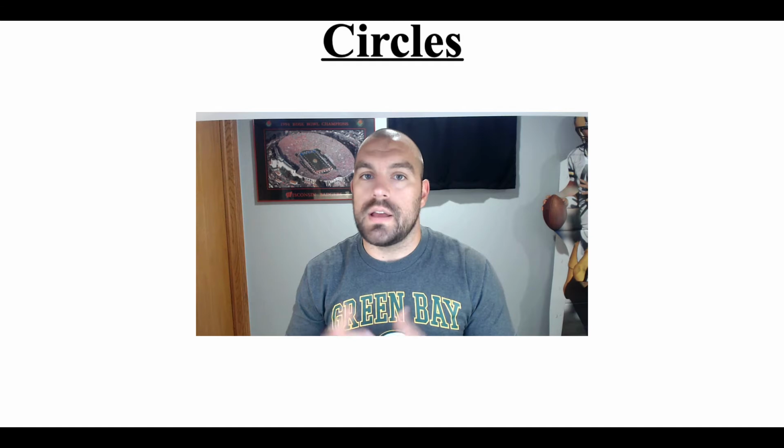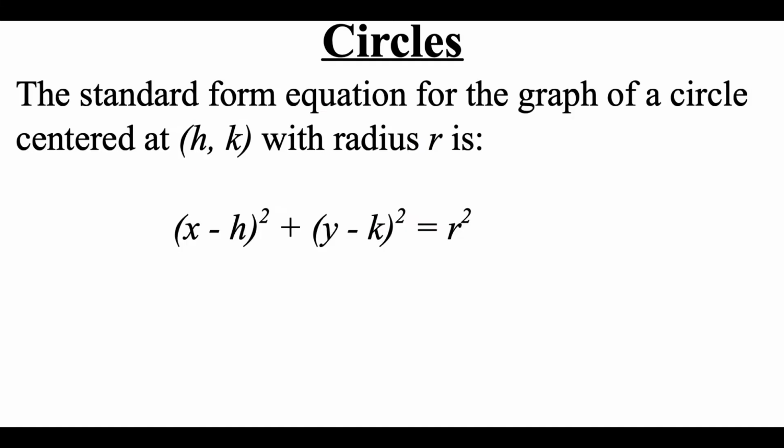In this video, we're going to take a look at circles. The standard form for the equation of the graph of a circle centered at the point (h, k) with radius r is (x - h)² + (y - k)² = r². And there's a couple ways that we can use this equation.